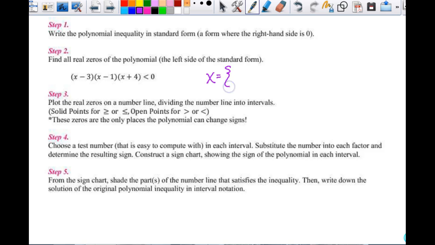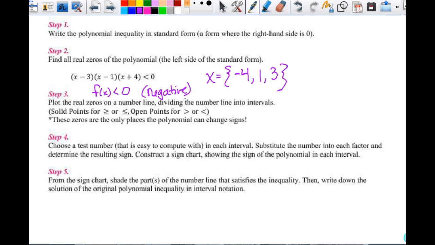Since it's factored for me, that's nice. What would my smallest one be? -4, and then 1, and 3, my real zeros. And there's my inequality. Now, the fact that it's asking me for something that is less than 0 means I'm looking for when it's negative. Our zeros are what we find when it is 0.